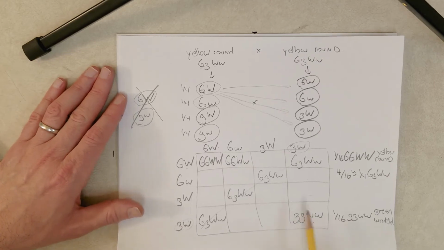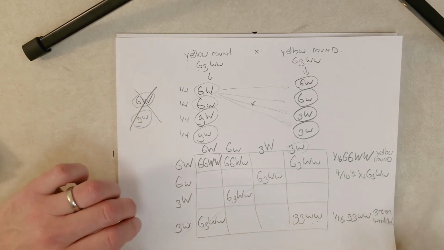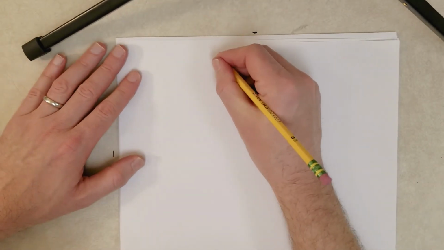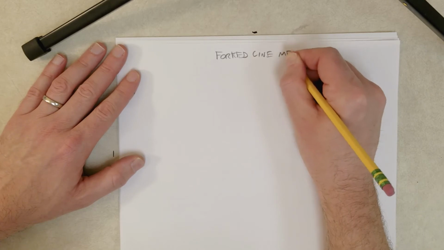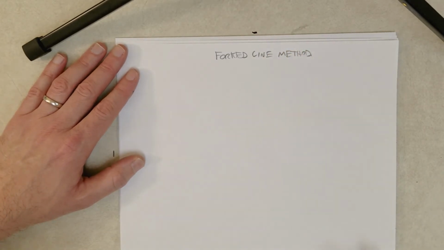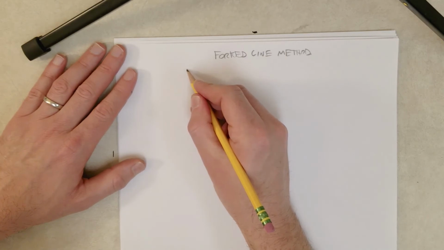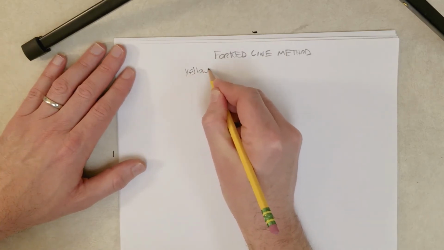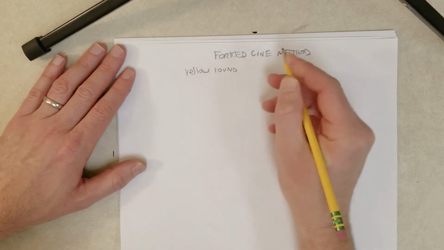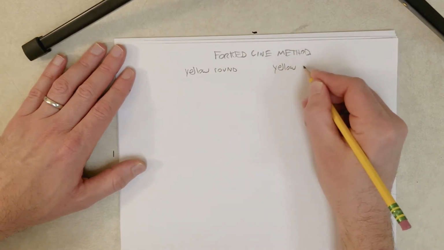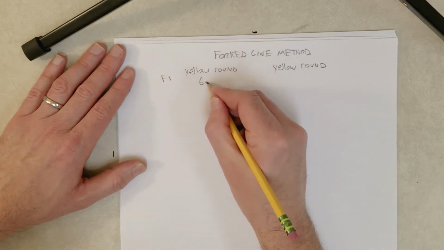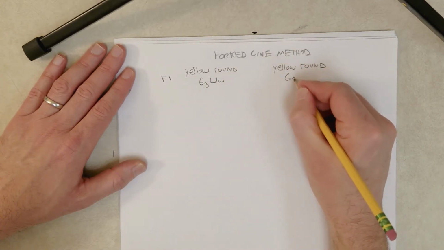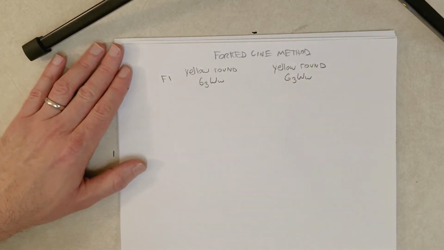So you could go through the whole Punnett Square and figure out the genotypic and phenotypic ratio of the F2 generation, but it would take a long time. There's a much more efficient way to do this. And the much more efficient way is called the forked line method. Now, let's go back to the cross of the two F1s. So a yellow round offspring from the F1 cross to another yellow round offspring from the F1, and the genotypes in the F1 were heterozygous for both pairs of alleles.